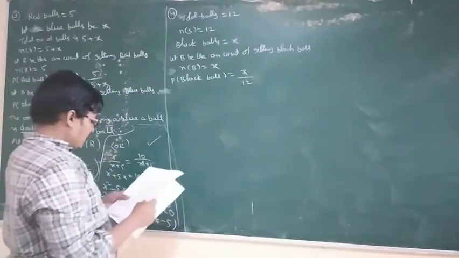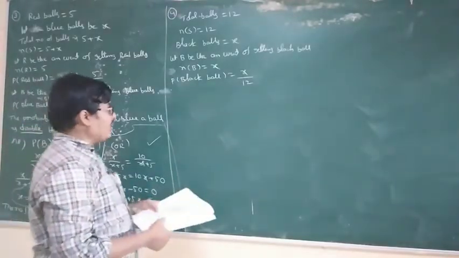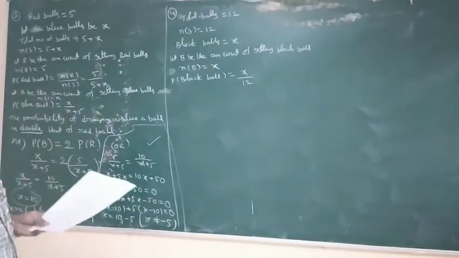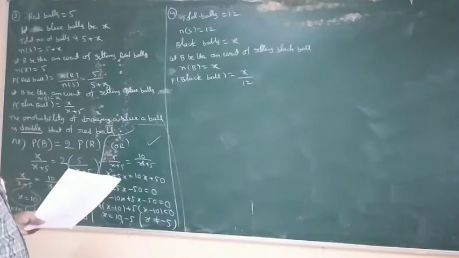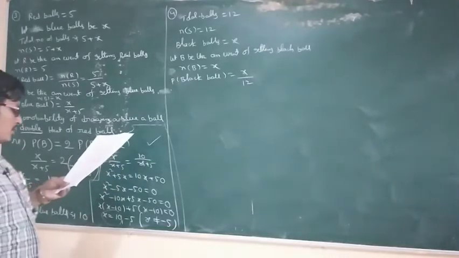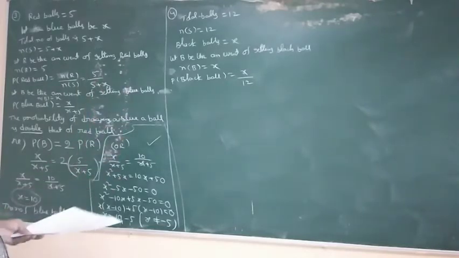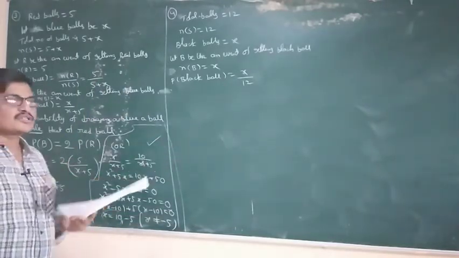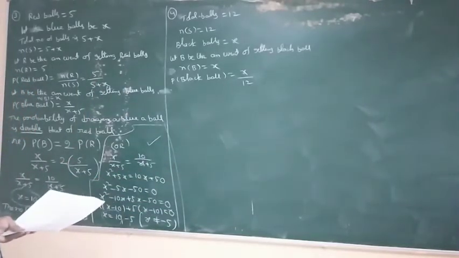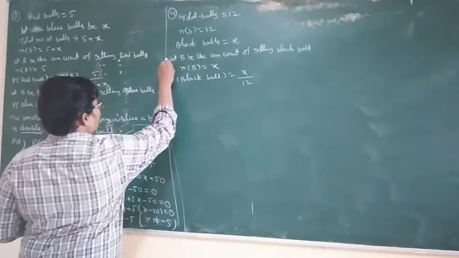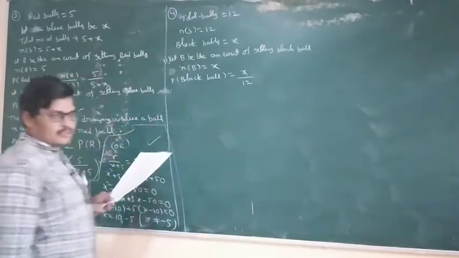So once again, a box contains 12 balls, totally 12 balls. So n of S is equal to 12. Out of 12 balls, x balls are black. Let B be the event of getting a black ball. So probability of a black ball, this is the first bit, x by 12.